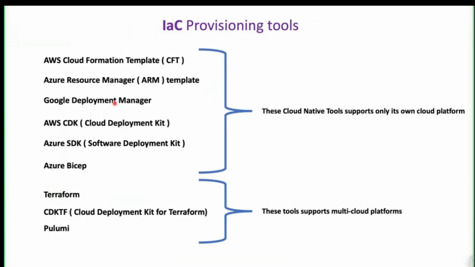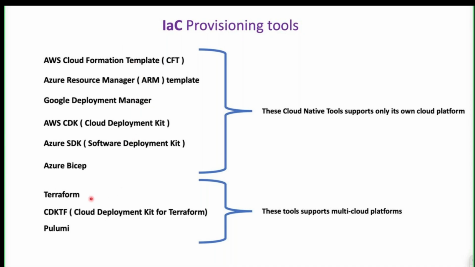First of all, you will see this comparison. This CloudFormation template, ARM template, Google Deployment Manager, AWS CDK, Azure SDK, and Azure Bicep, we are calling these cloud native tools. What does it mean? Using these tools, we can create infrastructure only on their own cloud. For example, if you go for AWS CloudFormation, using CFT you can create infra only on AWS, not on Azure, GCP or VMware. The same for ARM. If you go for Google Deployment Manager, you can create infra only on Google Cloud, not on AWS or any other product.